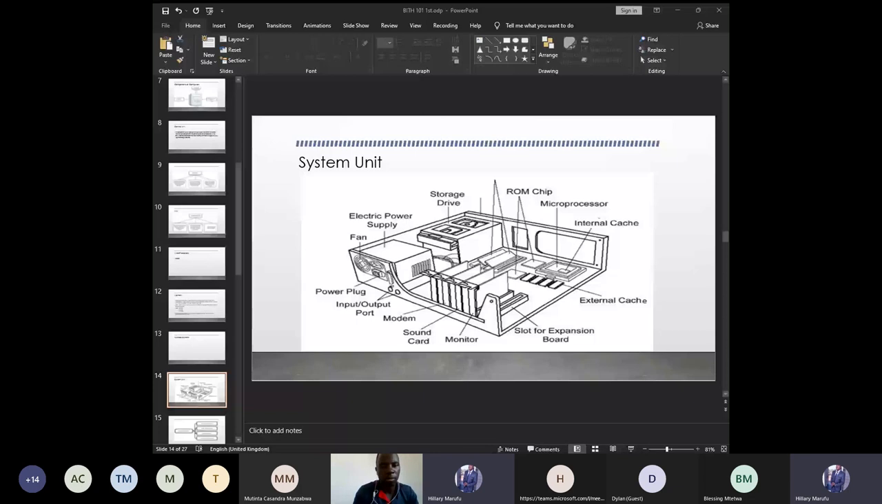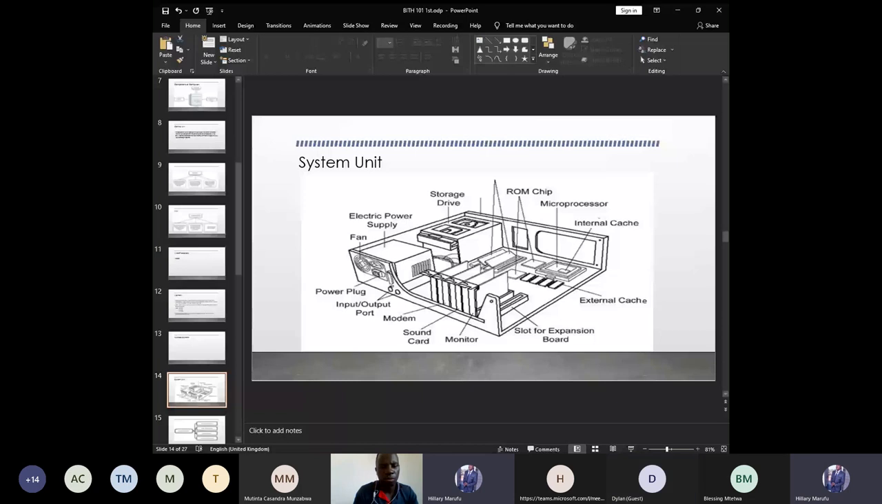Then monitor, that's where your graphics card comes into play. There are different types of expansion slots. I just gave you one, PCI. Research a bit about PCI slots.